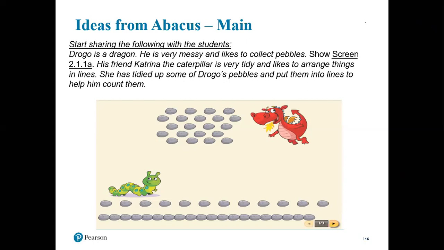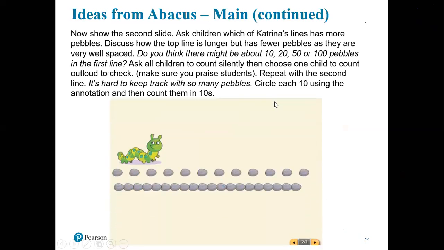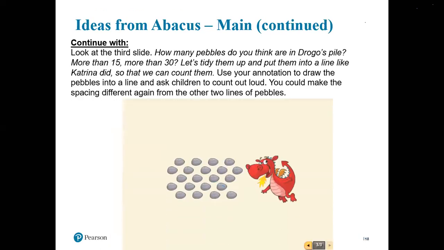So this is for the main activity. You can show this on a PowerPoint and explain the difference between the caterpillar and the dragon. And then to continue with the main, you can ask the students to count silently here, and then pick one student and let them explain what they were thinking about. Make sure you use a lot of praise. Repeat if you can, and use the annotation we talked about to continue here.